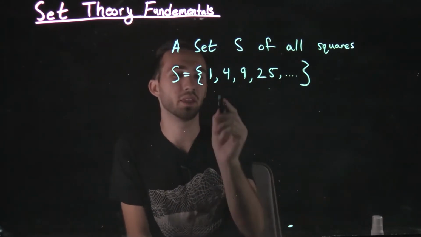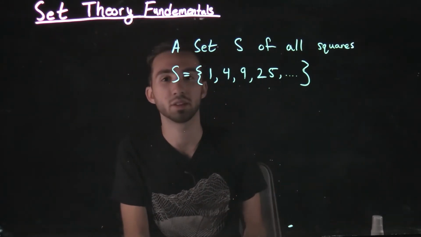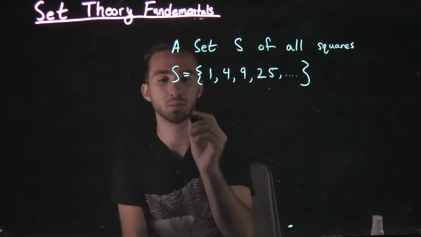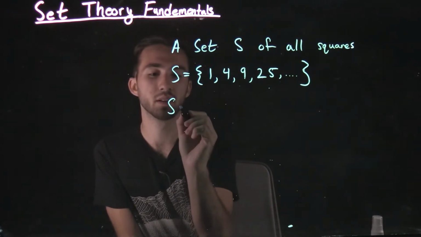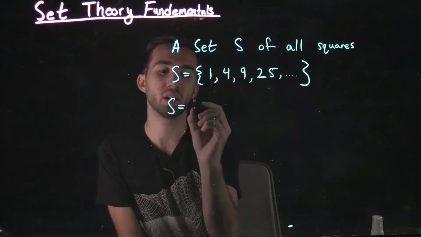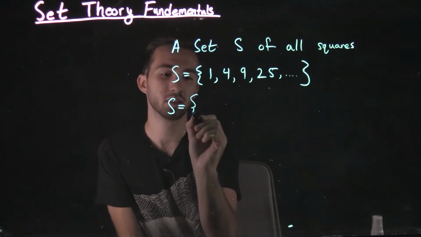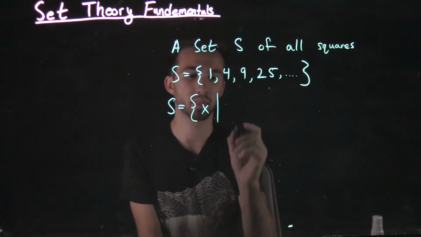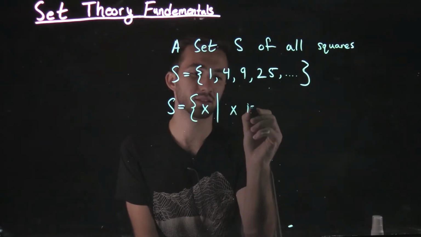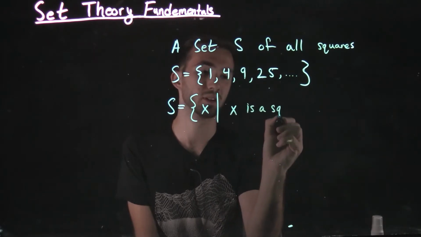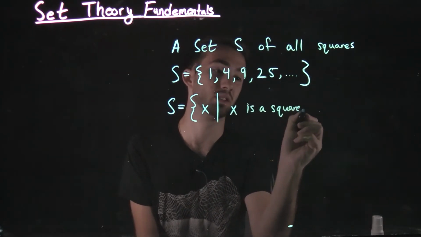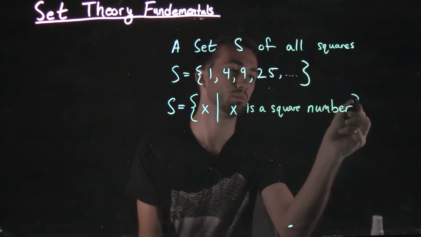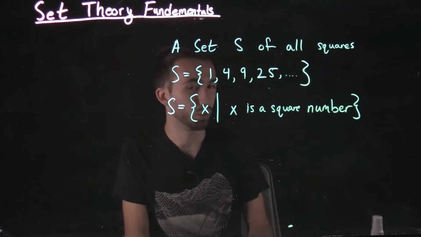So how do we write this in terms of our set builder notation? Well, we could do it this way. We could say we want a set S contained of elements X such that X is a square number. I mean, you could, in theory, do this. I feel like this is kind of cheating because it's so verbose. Or, what if we were to do this?